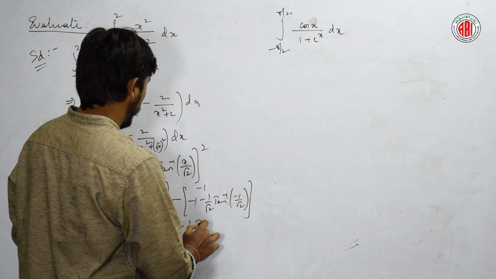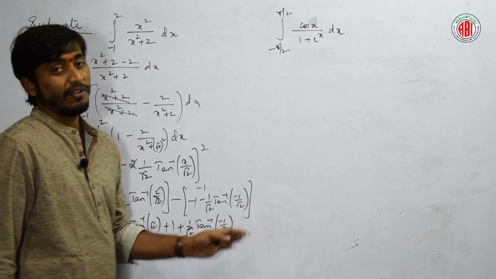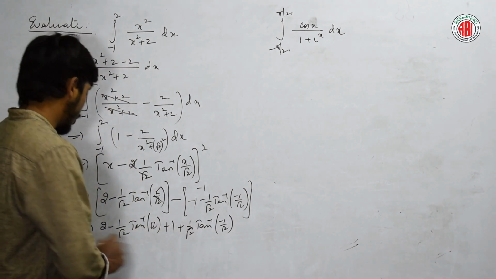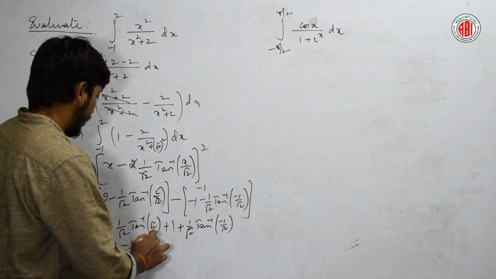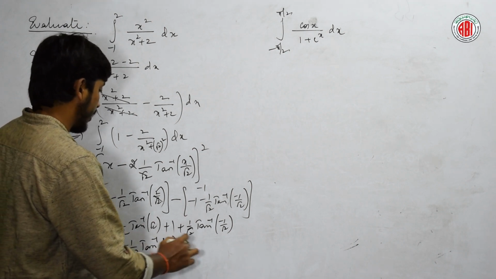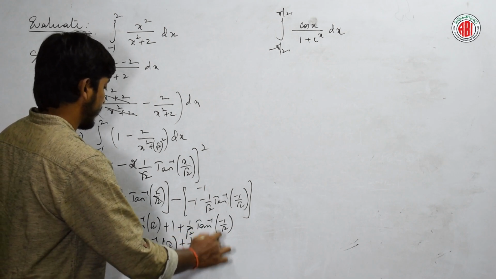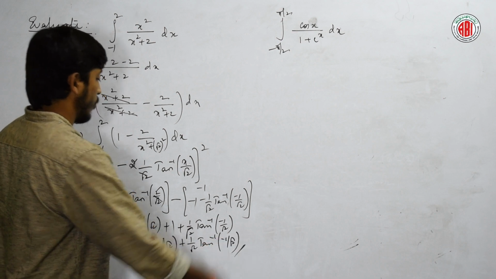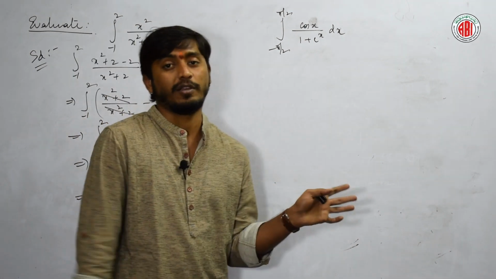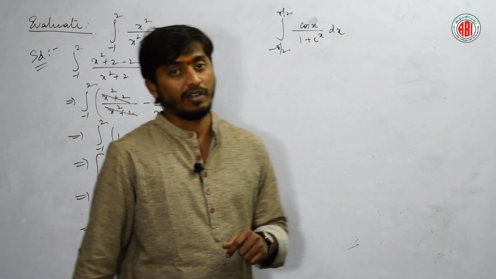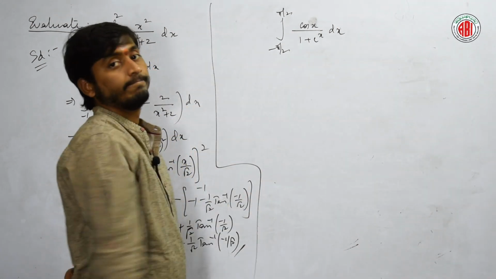1 by root 2 tan inverse minus 1 by root 2. If you want to simplify, you can do it. Here 1 plus 2 is 3, minus 1 by root 2 tan inverse root 2, plus 1 by root 2 tan inverse minus 1 by root 2. Clear? Based on the condition, you can write it as minus pi by 2 or plus pi by 2 or something like 3 pi by 4.